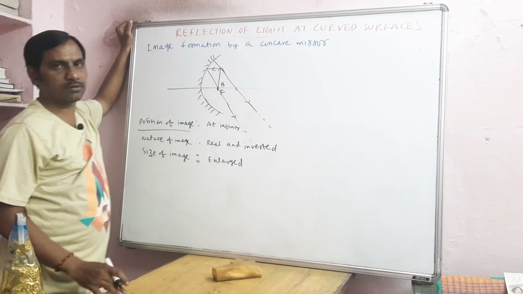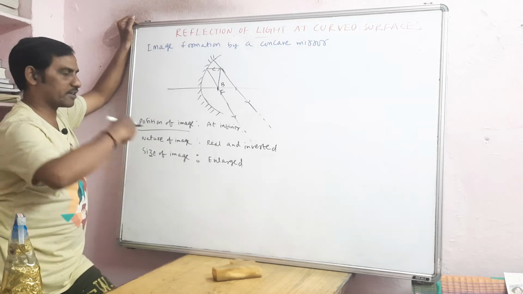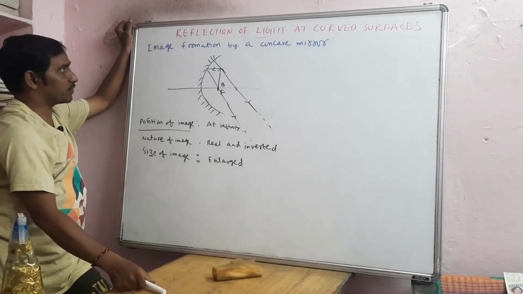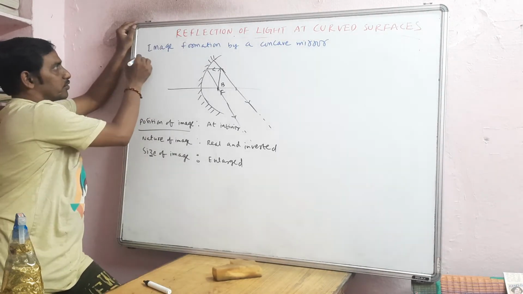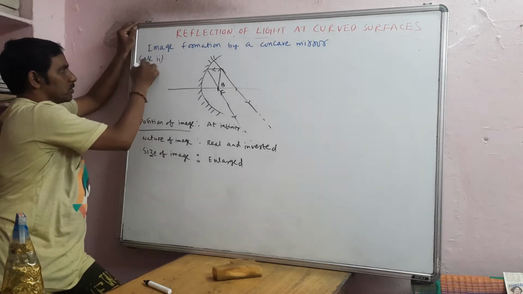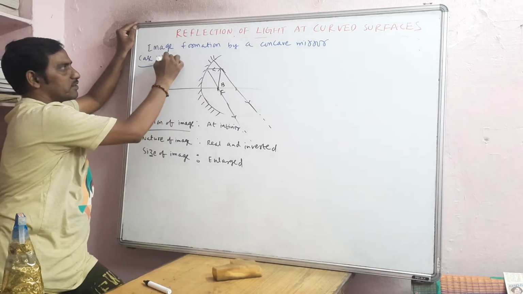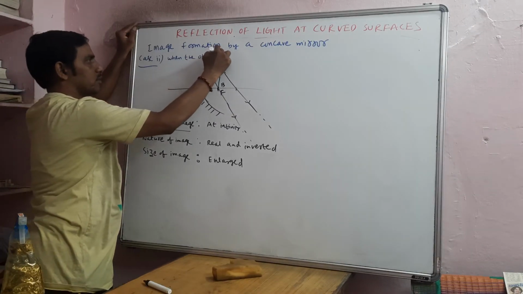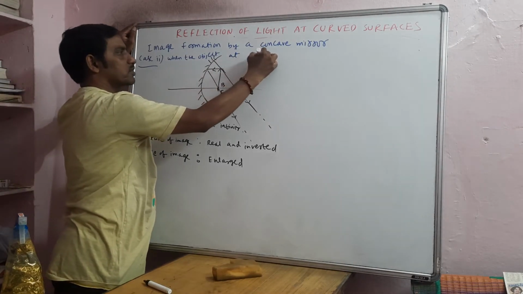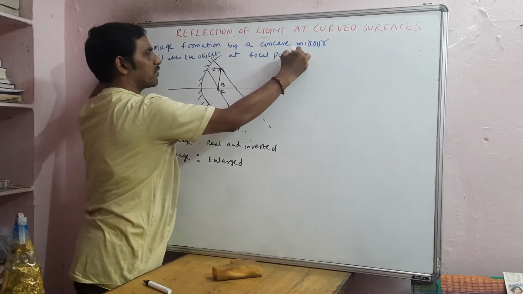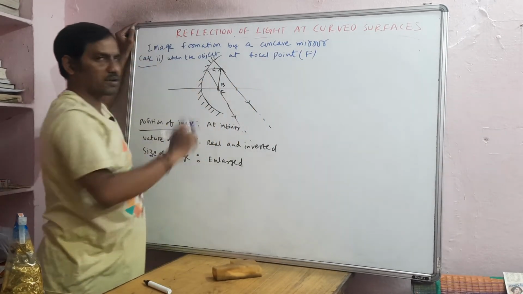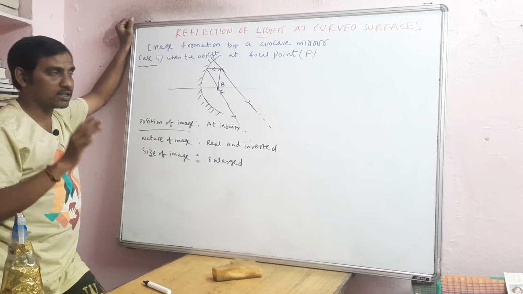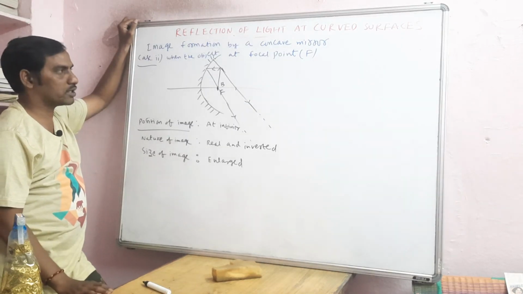Okay, now we'll go to the next case. The case is this case, anyhow you have to write like this. Case number 2: when the object is at F, which means at the focal point or principal focus. In some books they will say principal focus, in some other books they will say focal point.